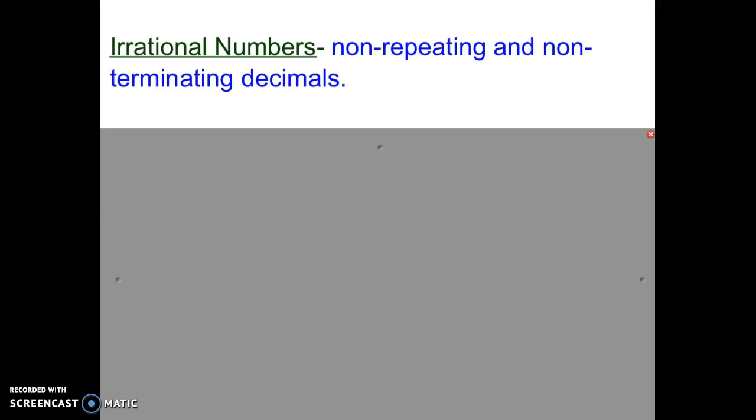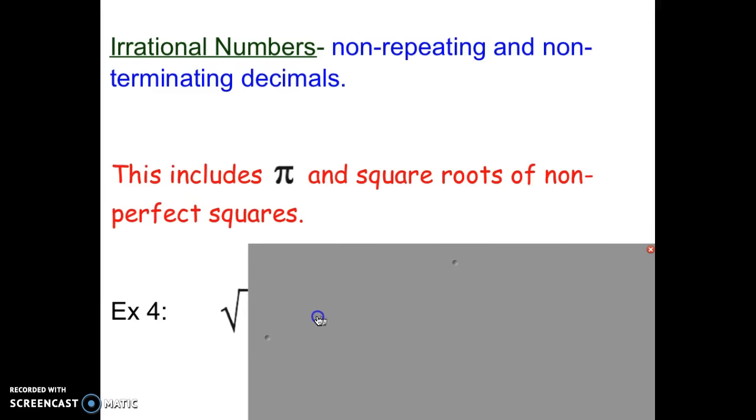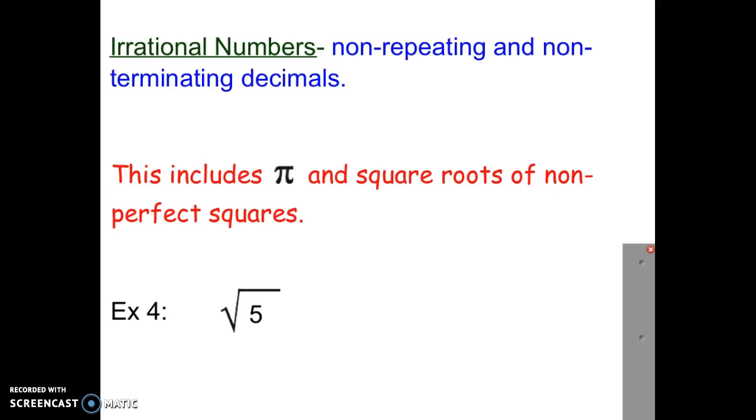Irrational numbers are the opposite of rational numbers. Irrational numbers are non-repeating and non-terminating decimals. There are infinitely many of them, but there are not as many that are going to come to mind. The numbers that are irrational include pi and the square root of anything that's not a perfect square. So for example, other than pi, we've got the square root of 5.